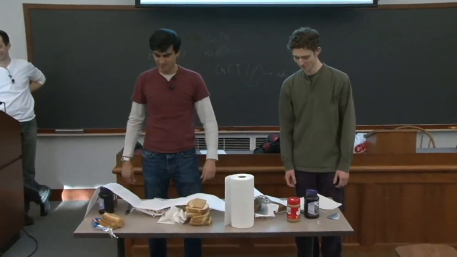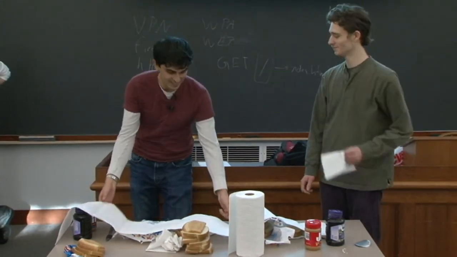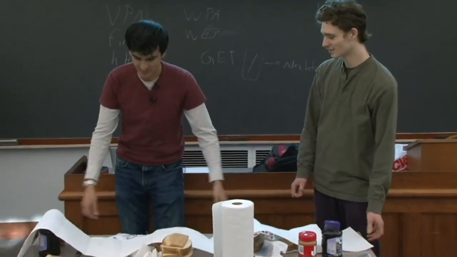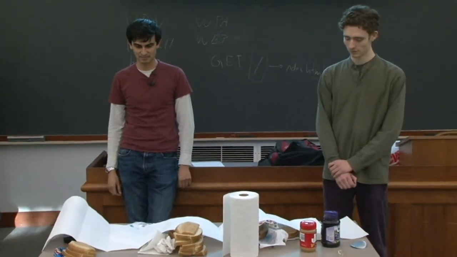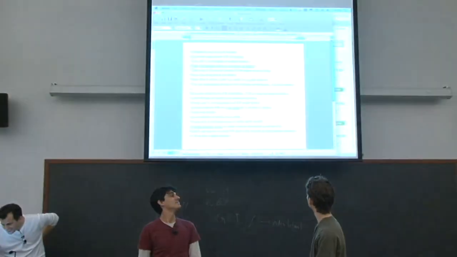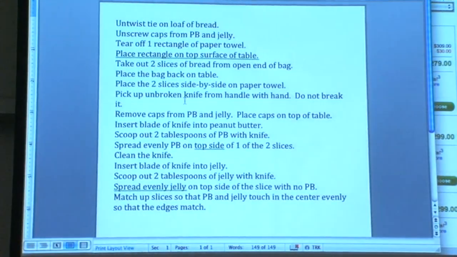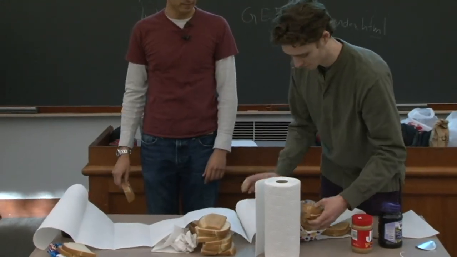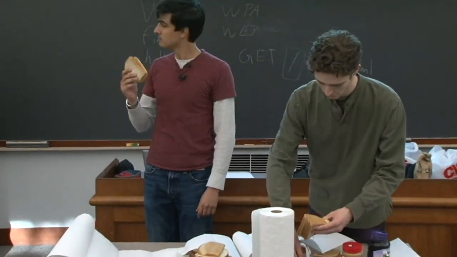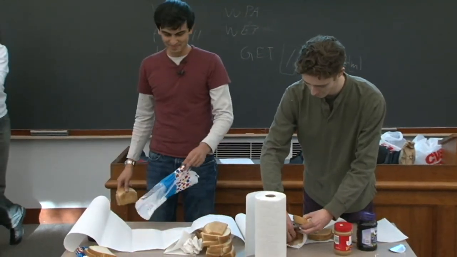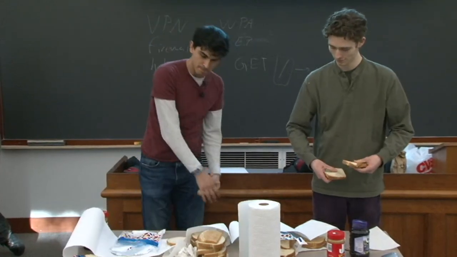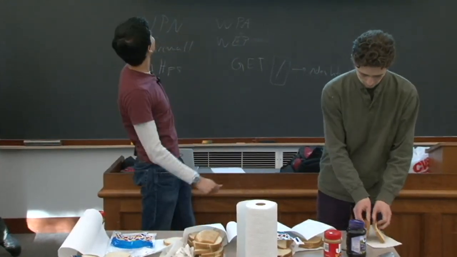All right, place rectangle. Wait a minute, you're going to jump the gun. Now place rectangle on top of surface of table. There. Done. That sentence is not grammatically correct according to Microsoft Word. Okay. Take out two slices of bread from open end of bag. Place the bag back on the table. Place the two slices side by side on paper towel. Gently.